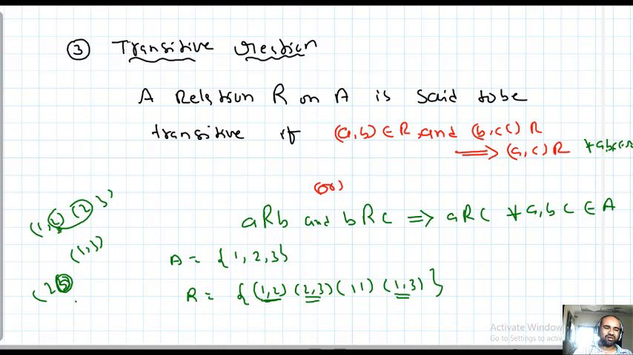Okay, (1, 1). Try to identify an ordered pair starting with 1. Started with 1, there is (1, 3). So (1, 1) is there and (1, 3) is there. What should be there? (1, 3) should be there, and it is there. That's why this given relation is a transitive relation.